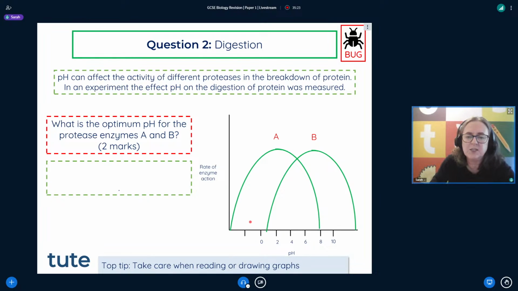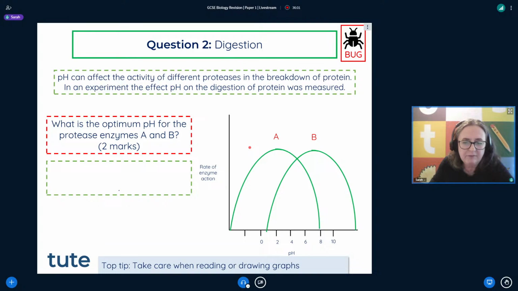Okay, so the next part of this question is: the pH can affect the activity of different proteases in the breakdown of protein. In an experiment, the effect of pH on the digestion of protein was measured. Okay, so this question is linked to this topic. It's asking what is the optimum pH for the protease enzymes A and B. So what we've identified here is two enzymes that are responsible for the digestion of protein, and the data here reveals the pH at which these two enzymes work best.